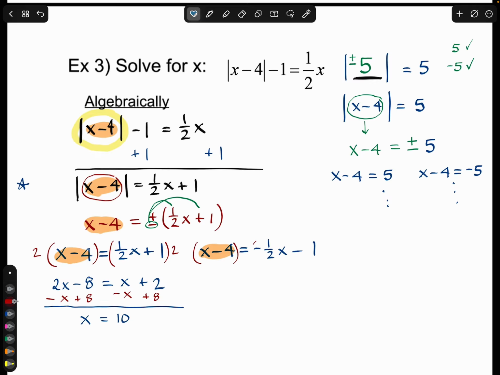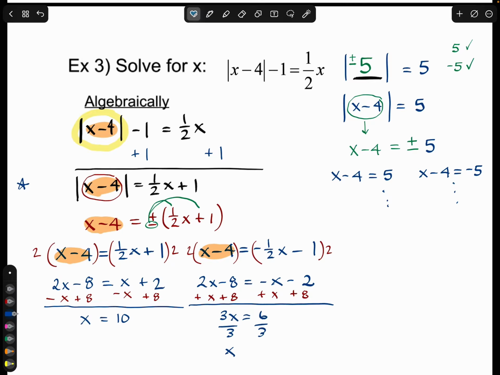And then same thing on the other side. We're going to multiply both sides by 2. So I'm going to have 2x minus 8 is equal to -x minus 2. We're going to add our x, add 8, and we're looking at 3x is equal to 6.